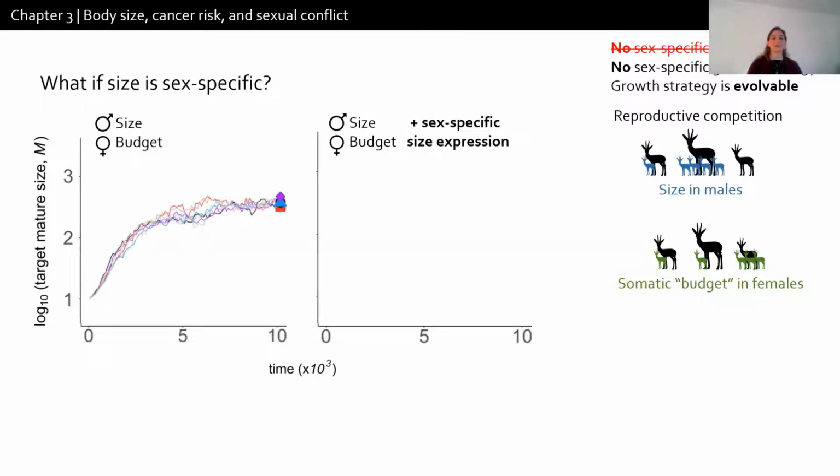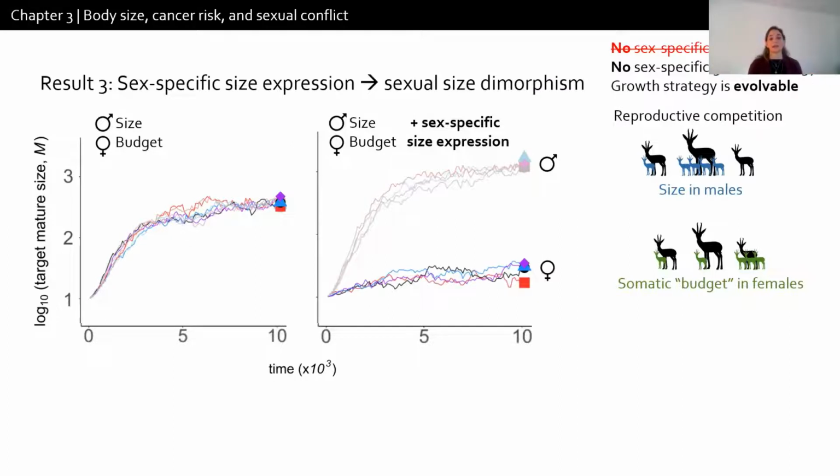So again, there will be size selection in males and budget selection in females, but now I allow sexes to differ in their size. And as expected, we see the evolution of sexual size dimorphism. Males, shown in lighter colors here, evolve to a larger size than females, shown in darker color, because males are selected for larger size, whereas females are selected for budget, which favors smaller sizes compared to the size selection.